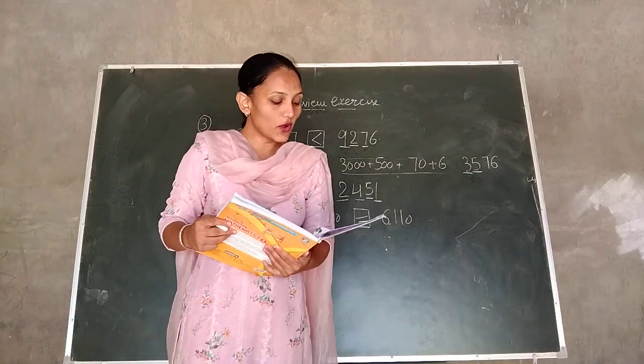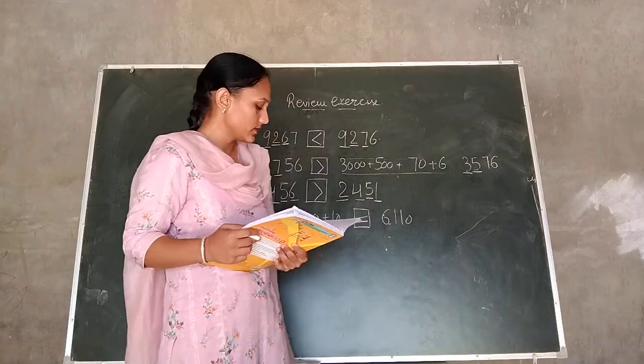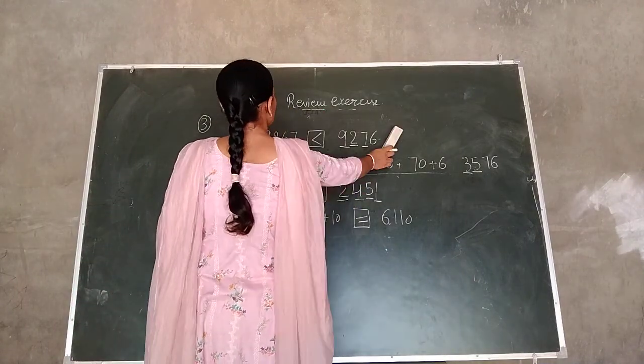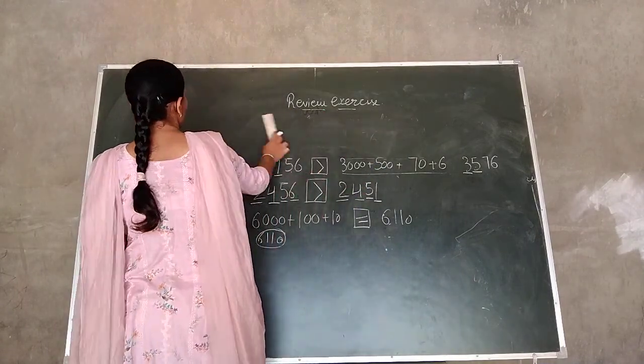Next, arrange the following numbers in ascending order. Now what we have to do is arrange the numbers in ascending order.